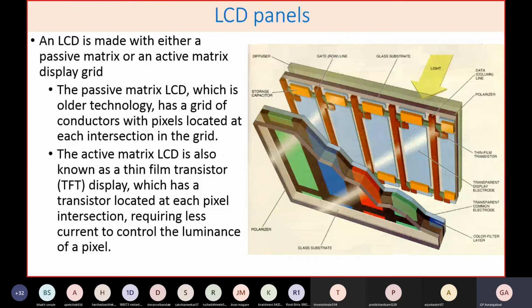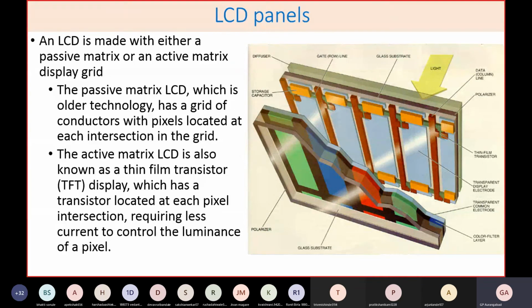Now this picture shows what an LCD panel is. As I said, the LCD panel consists of the same picture as earlier. In between you have the LCD, and from both sides of the LCD you'll have a positive electrode and a negative electrode.